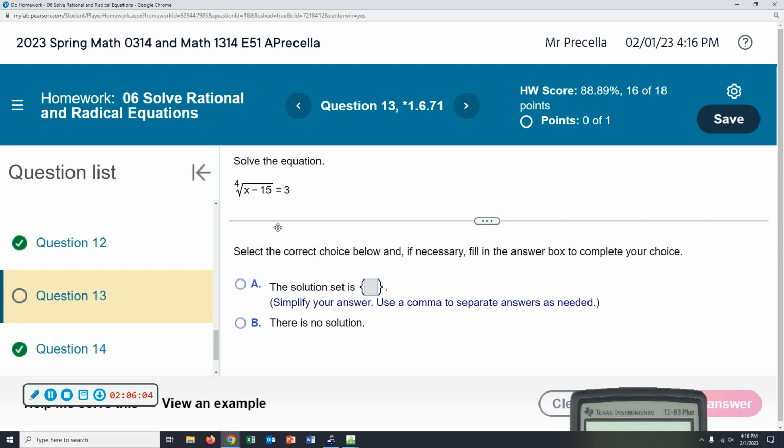Last problem. Are we going to have to check it? Yes. Good, because there's an even root. But it won't be difficult.